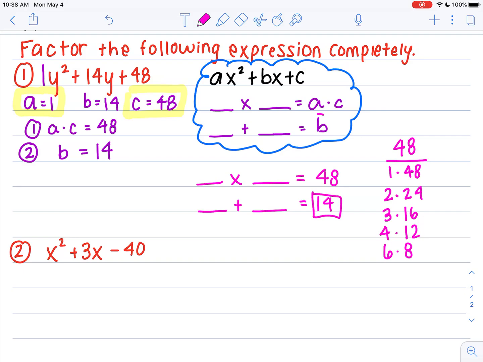You need to find one that adds up to 14. So let's see, 1 plus 48 is 49. So that doesn't work. 2 plus 24 is 26. So that doesn't work.